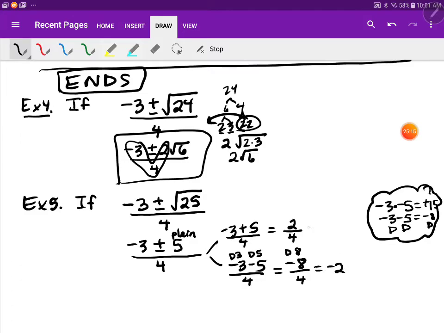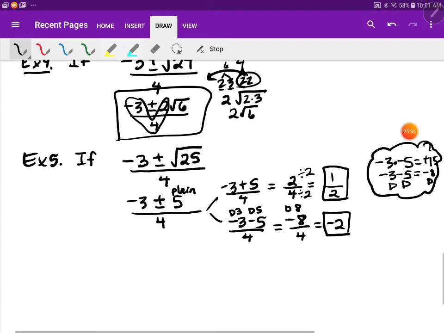And then -2 divided by 4. You can't divide 4 into 2. You could and get a decimal, but let's reduce it like a fraction. So divided by 2, that would be 1/2. So that's one of your answers, and that is your other answer. Let me show you a unique one.